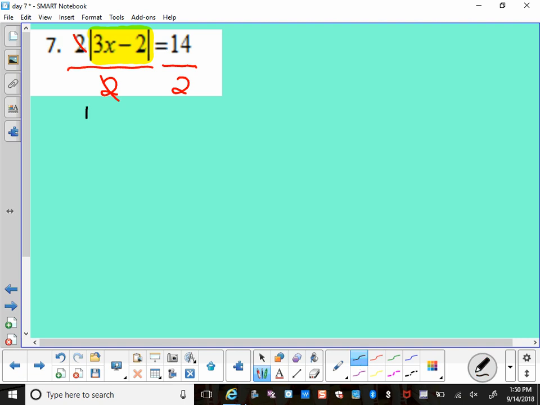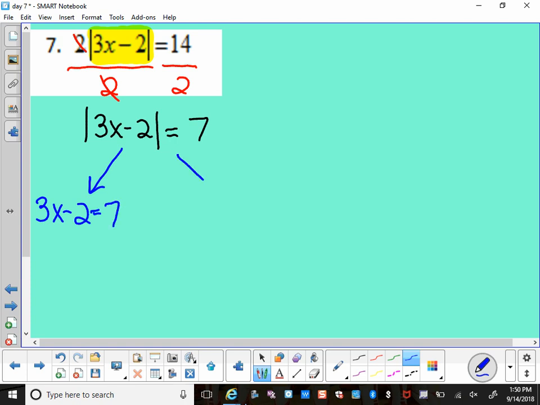So we have absolute value of 3x minus 2 is equal to 7. Once I get here, I finally have absolute value by itself. What do I do? You walk through the box. What's my first equation? 3x minus 2 equals 7. Okay, what's my other equation? 3x minus 2 equals negative 7, I think. Yeah, good job. You just take the opposite.